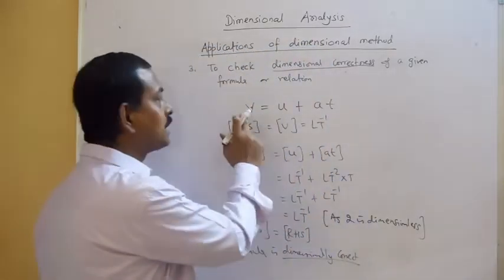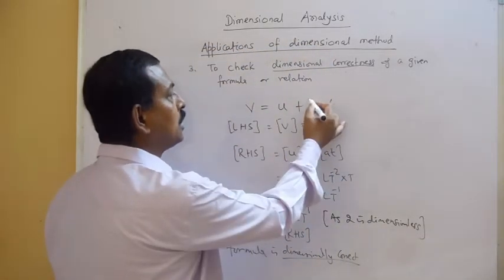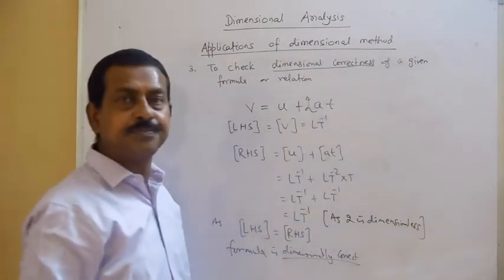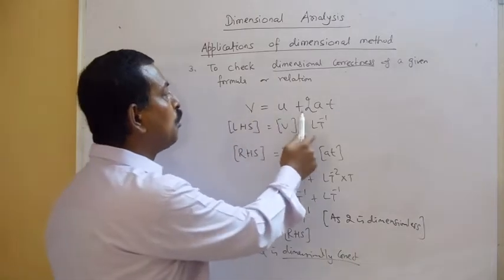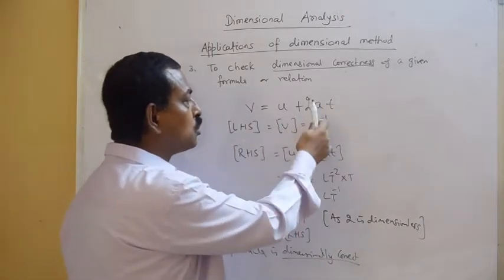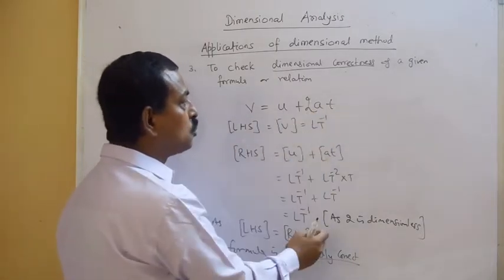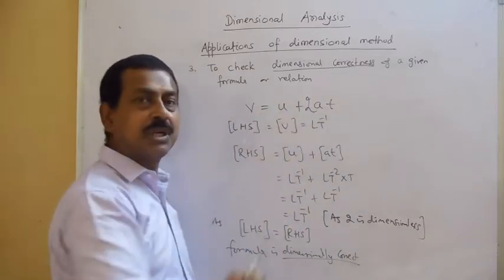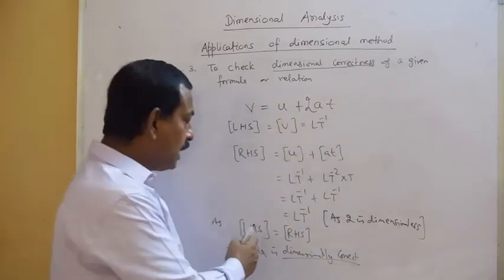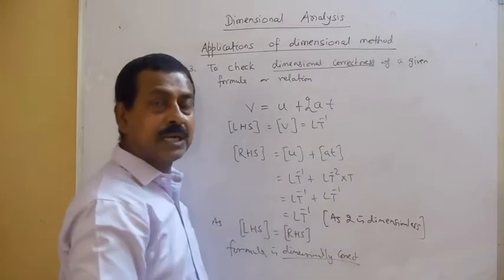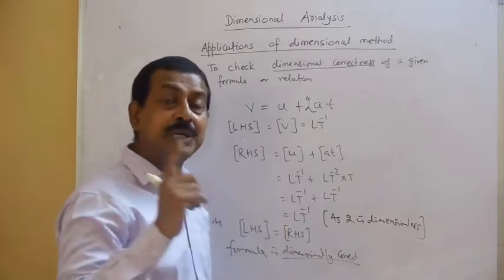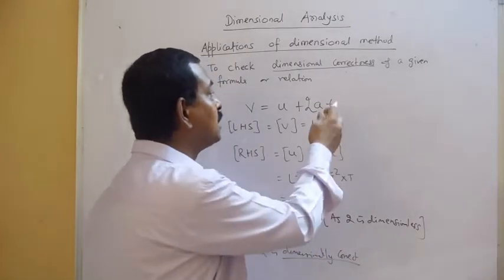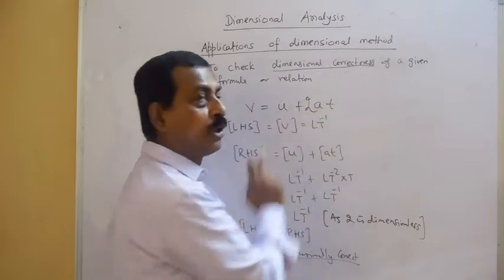Like for this case, if I take this expression, V equals U plus 2δ. There also you will find that the dimension of the right hand side will be the same as the dimension of the left hand side, because 2 is a dimensionless quantity. So there the dimensions of the left hand side and right hand side will match. The formula will be dimensionally correct. But you know that this is not a correct formula.